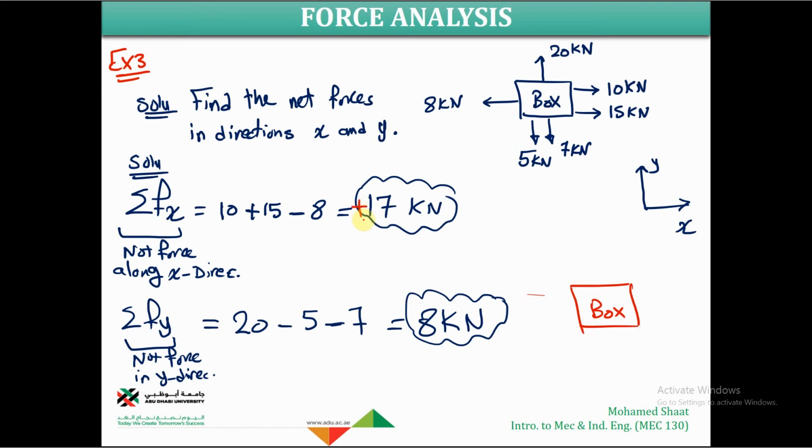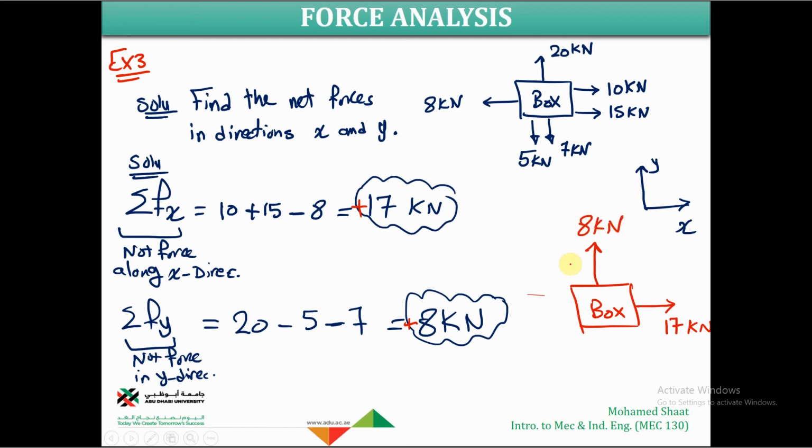This positive indicates that it goes to the right. Why right? Because I assumed the positive in the right direction. So this force, 17 kilonewton, is going to go to the right. It means that I've replaced all these 3 forces with only one force. How about this sum of forces along Y? I have replaced the 3 forces along the Y direction with only one force that is also positive. It means that it is directed up. It goes up in this direction by 8 kilonewton.